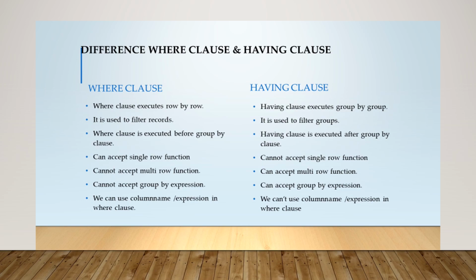Where clause can accept single row function. Having clause cannot accept single row function. Where clause cannot accept multi-row function. Having clause can accept multi-row function. Where clause cannot accept group by expression. Having clause can accept group by expression. In where clause, we can use column name or expression. We can't use column name or expression in having clause.